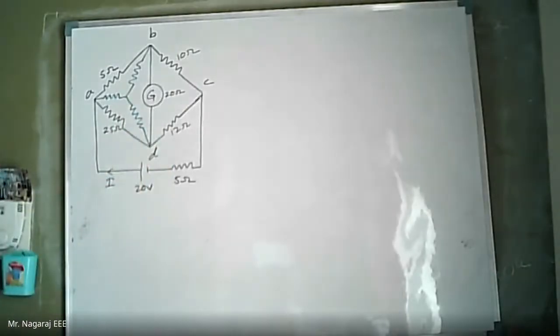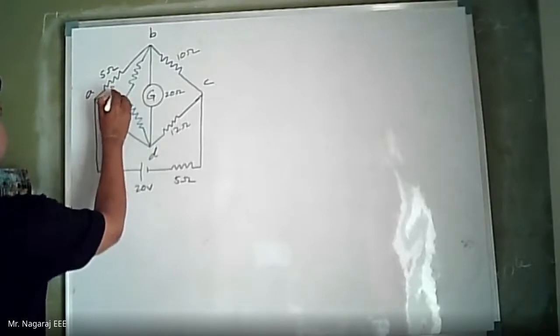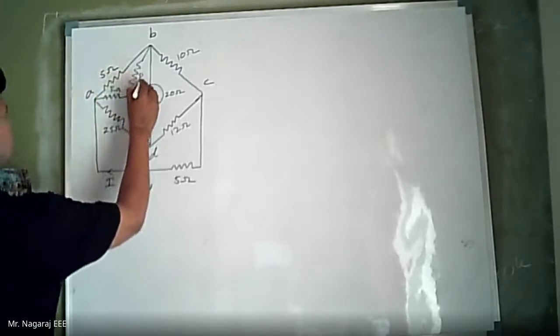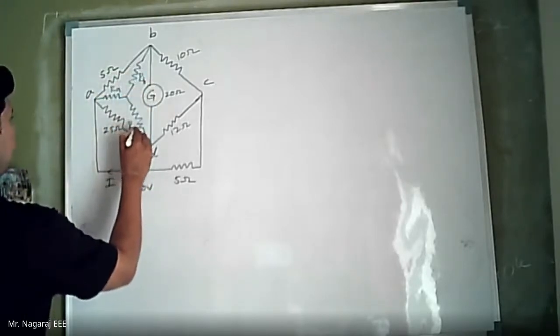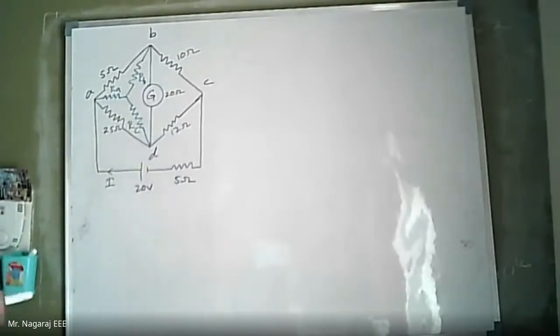So this blue color is a star network. Red is not clearly visible, so I will not use red now. It is very blurry. Now, let these be RA, RB, and RC.